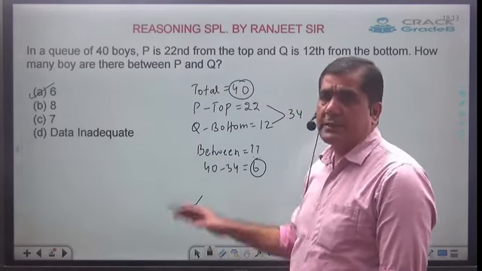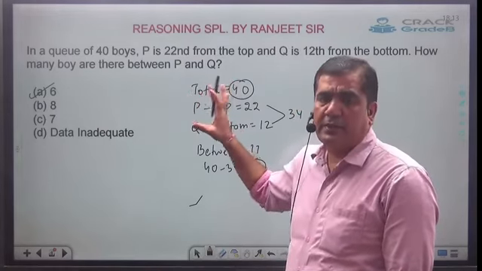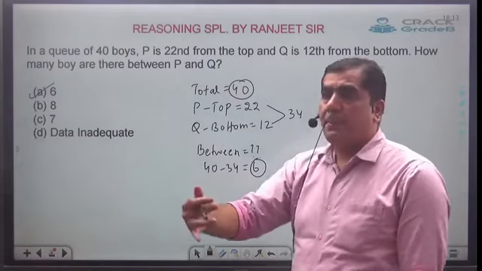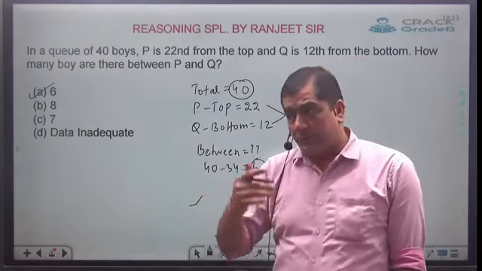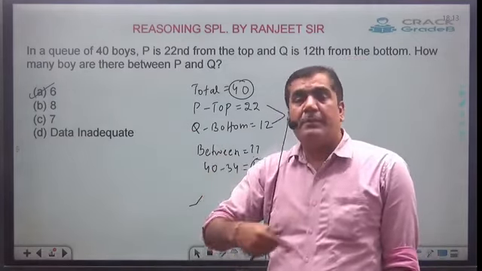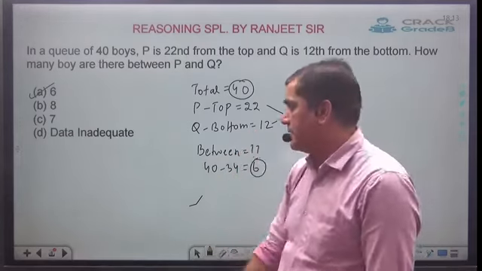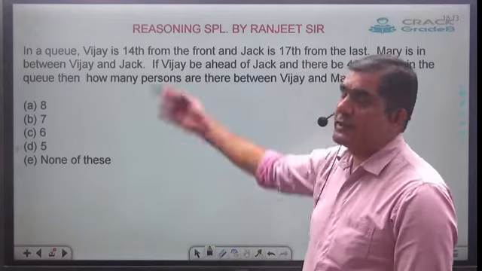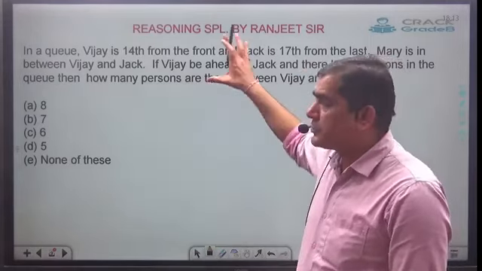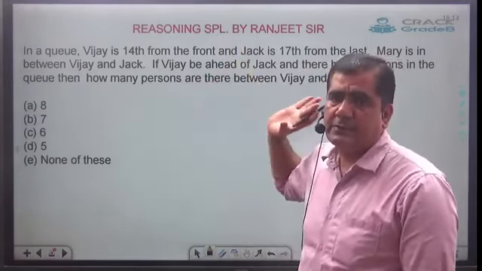Okay. So these are the basic questions based on in between. Now let's see. When the examiner is going to ask about 3 persons in the same problem, how to get the answer? Like see this one. This sort of question is going to come in your banking examinations.